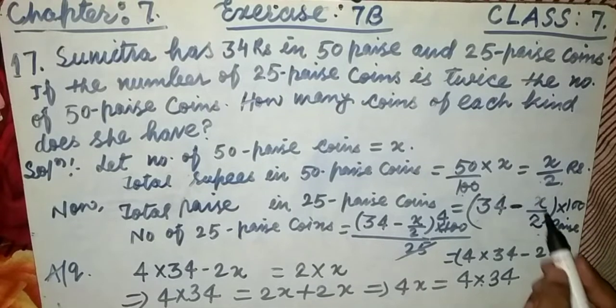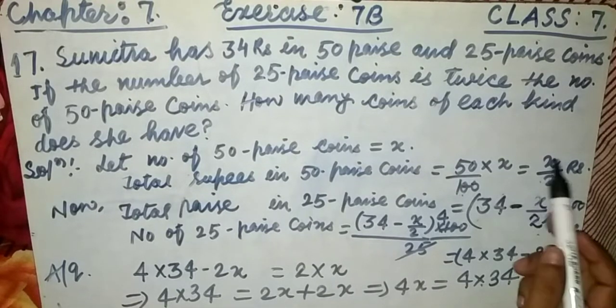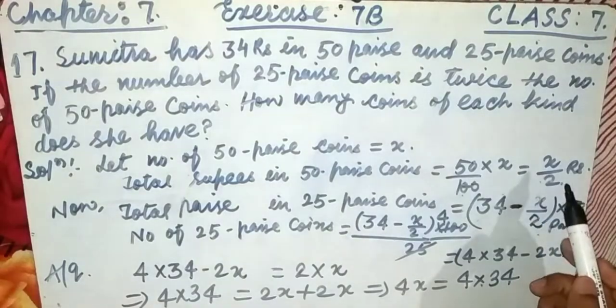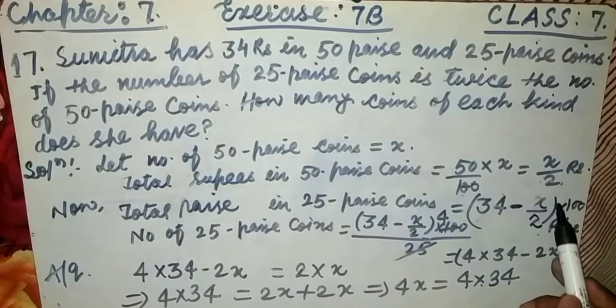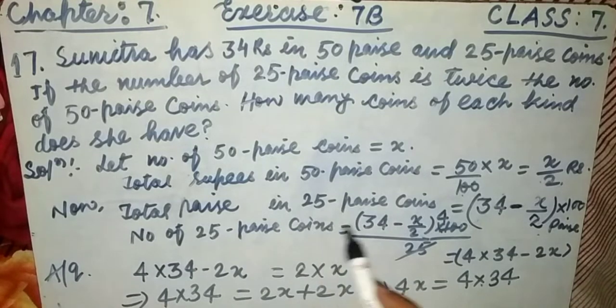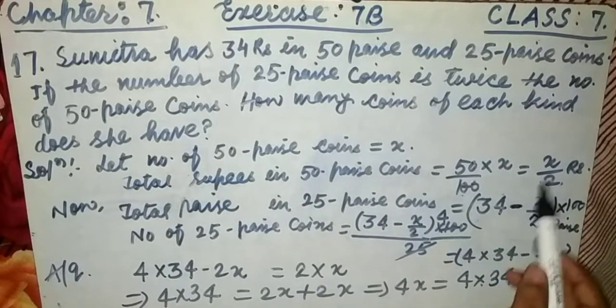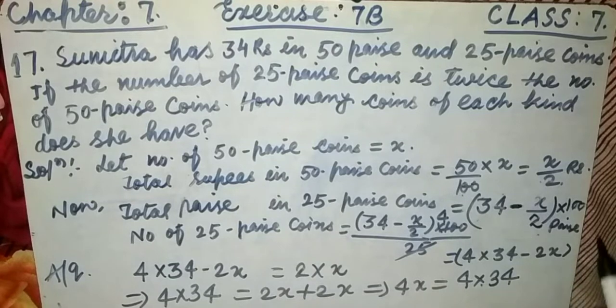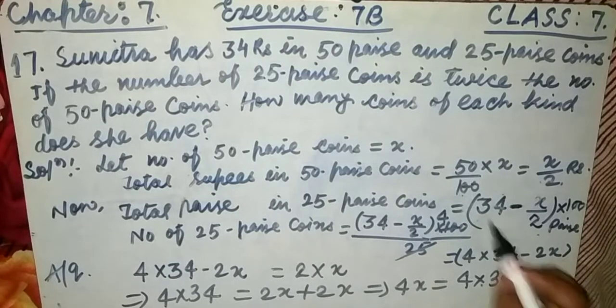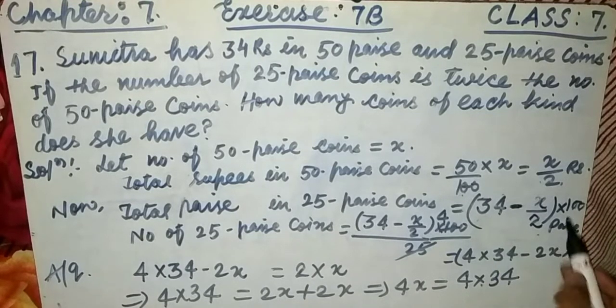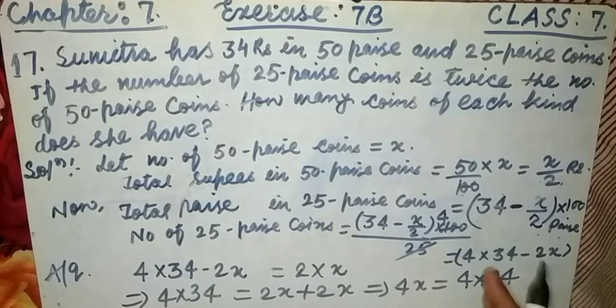Rupees. Okay, this is x by 2. We have to subtract x by 2 from 34, but x by 2 is the total amount of 50 paise. This is why, to find the 25 paise coins, we have to subtract the 50 paise coins. Now if you multiply 100 with these numbers, you will get the amount in paise. Now 34 minus x by 2 multiplied by 100 is the total paise in 25 paise coins.